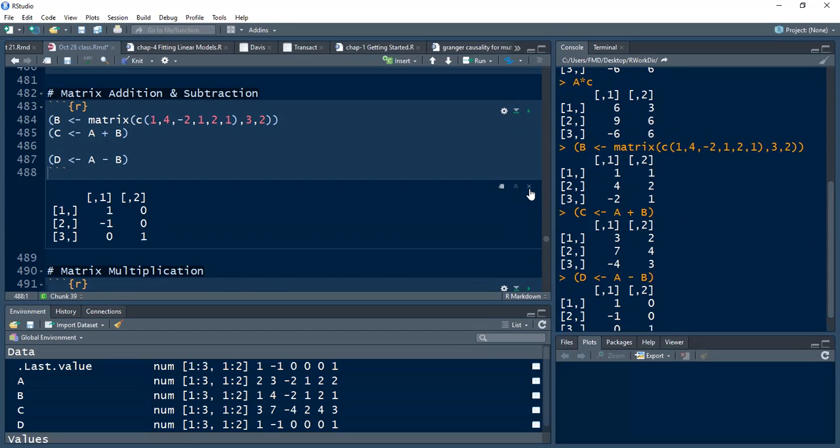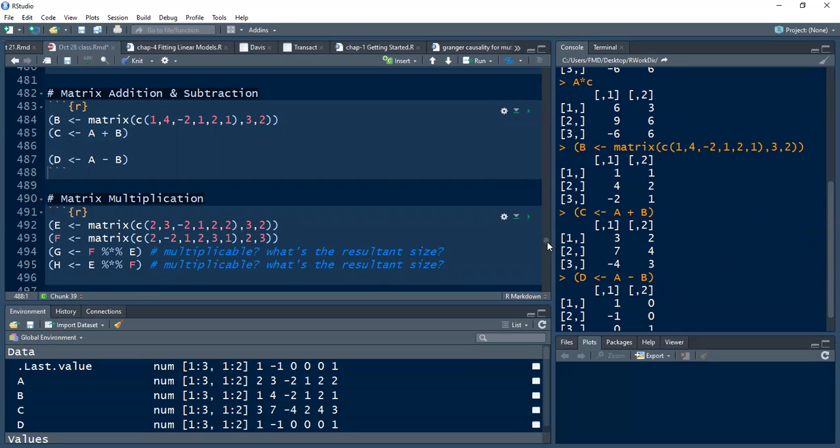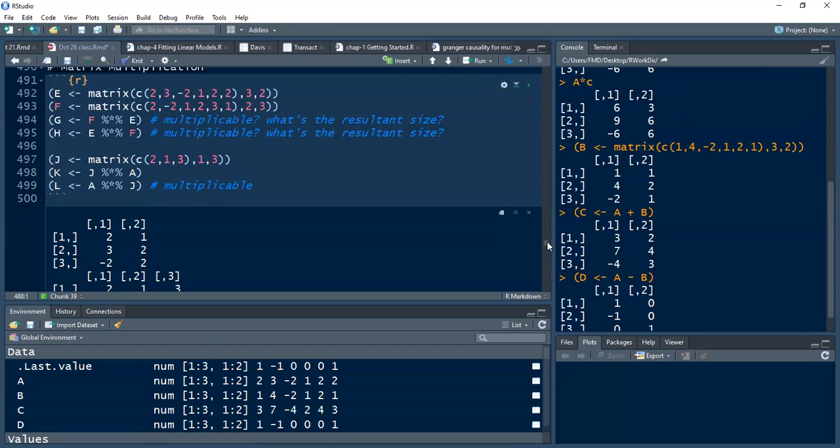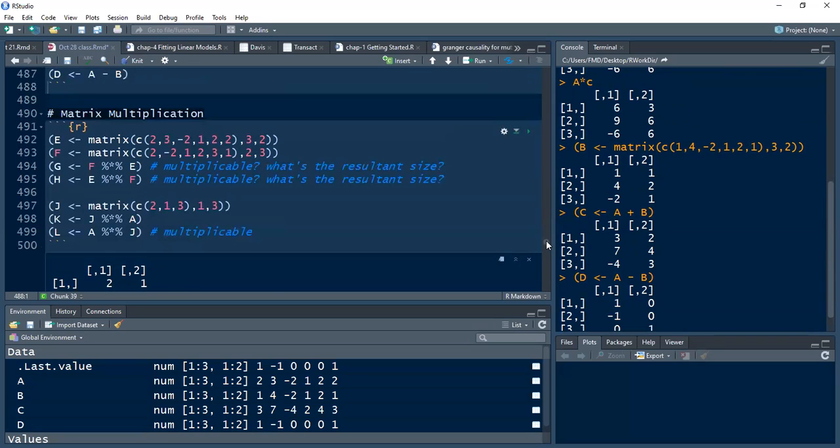Okay, so let's now go to matrix multiplication. We said, guys, that two matrices are multiplicable if and only if the column of the first matrix is the same as the row of the second matrix. So order is very important for matrix multiplication because the commutativity principle does not apply. Okay, so let's create another matrix.